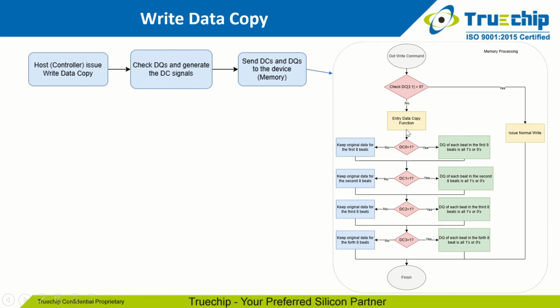Initially, it starts with DC0. If it is 1, then DQ for each bit in the first 8 bits is either all 1 or 0. And if DC0 equals 0, then it will keep original data for the first 8 bits. The same procedure will be followed for DC1, DC2, DC3, through which it will finish the data copy function.